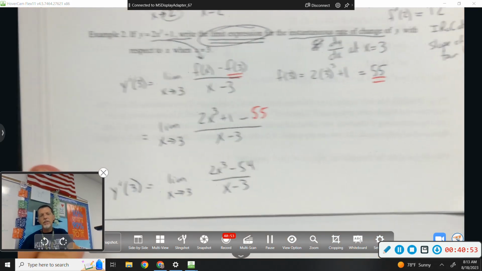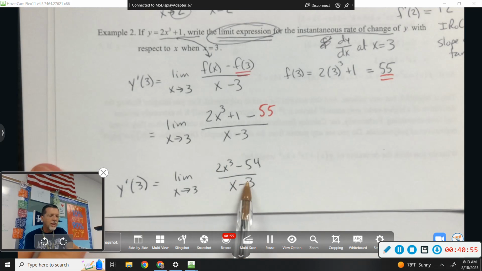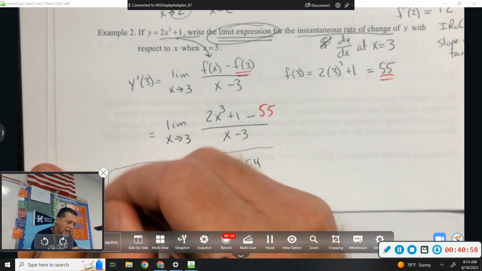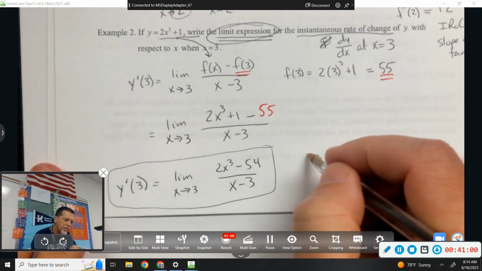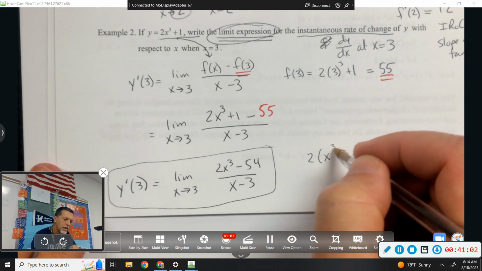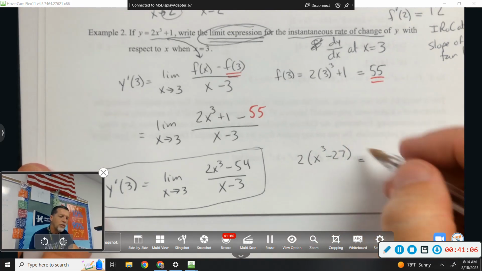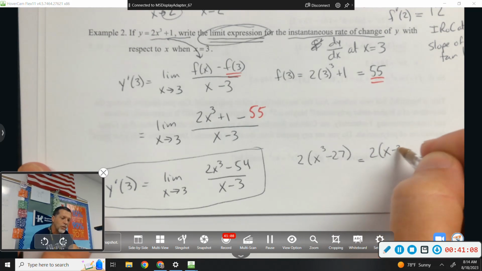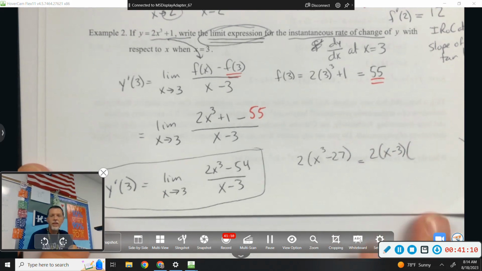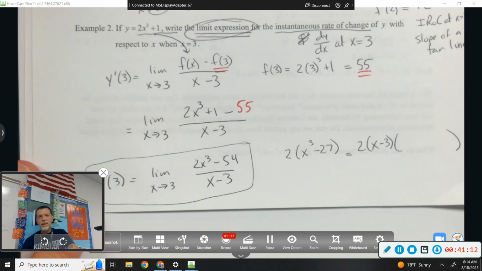I hope you can peek ahead and see that you could factor out a 2. That would leave x cubed minus 27. And then you could factor x cubed minus 27 into something. And the x minus 3's would cancel. And then you could get an answer. But that's algebra steps down the road here.